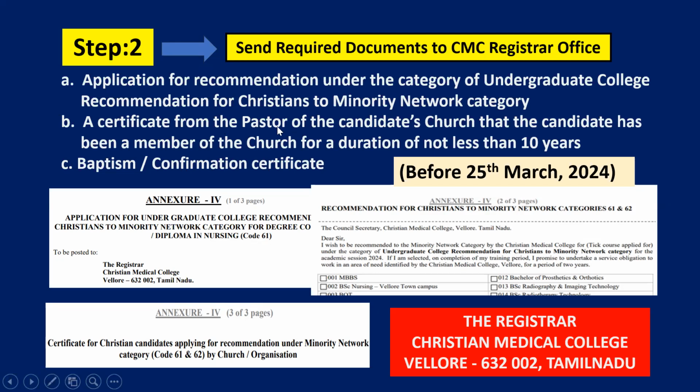And the second one is a certificate from the pastor of the candidate's church that the candidate has been a member of the church for a duration of not less than 10 years. On this second page of Annexure 4, you have to get the signature of your pastor, and he has to mention that the student has been attending the church for 10 years.